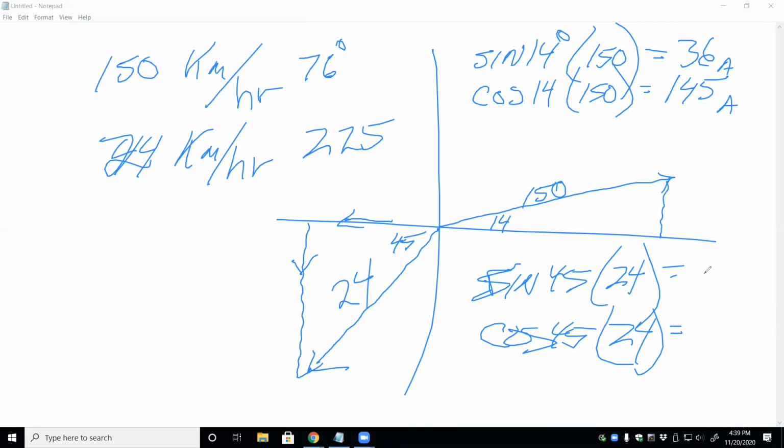for sine, let's say 17. And the same for cosine, 17.